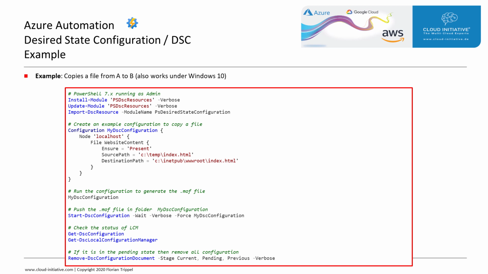To see DSC and LCM in action, I compiled a PowerShell script for you. First of all, we need to import the DSC PowerShell module. Then we define a function, myDSCConfiguration, that returns a declarative DSC configuration. By invoking this function, it is compiled to a meta configuration file. We then push the meta configuration file to the local configuration manager on our localhost machine. After that, we can query LCM for the status of the new configuration. That's pretty cool, huh?